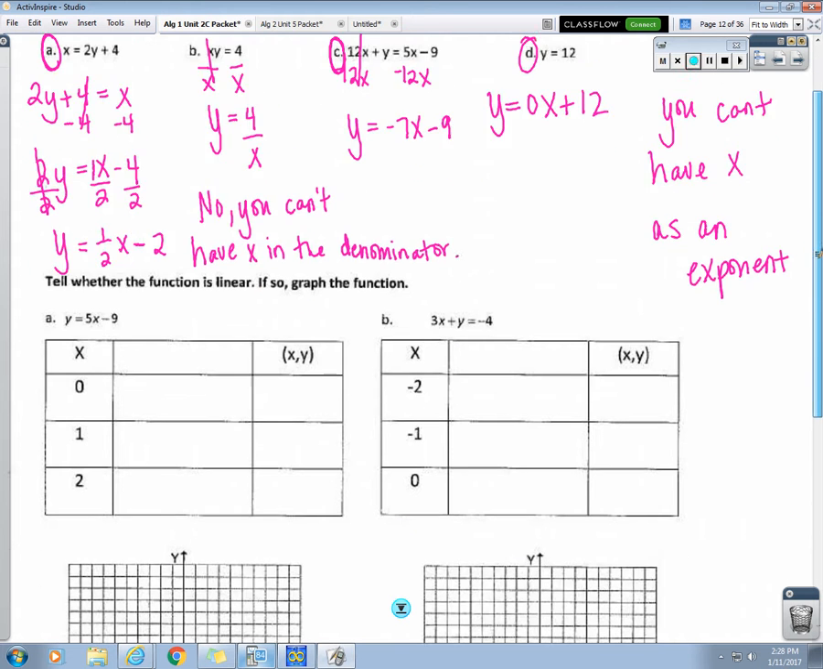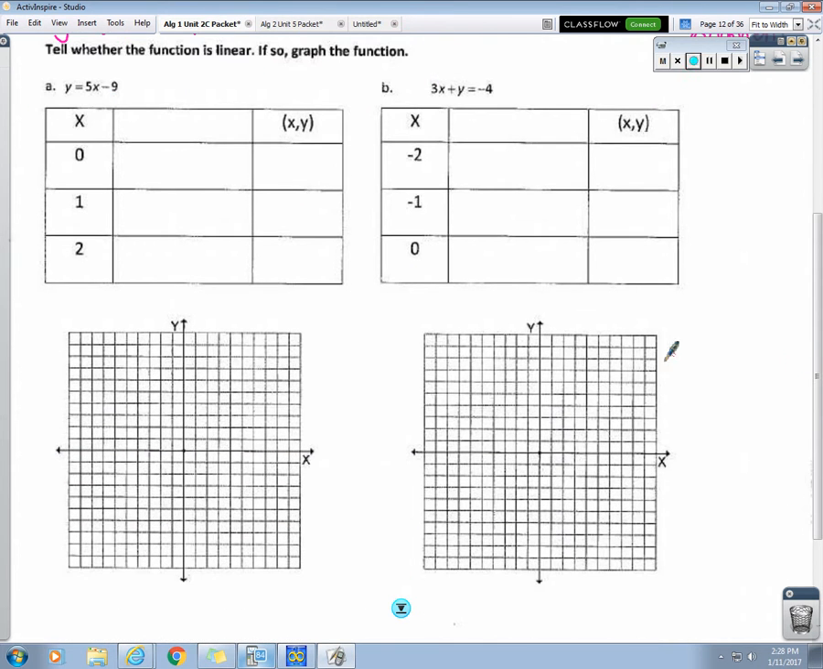Okay, moving on. Tell whether the function is linear. If so, graph the function. Is y equals 5x minus 9 linear? Yes, it is. And they want you to graph it, but using a table. So you're going to use that y equals 5x minus 9. But what kind of information have they given you? X values to plug in.